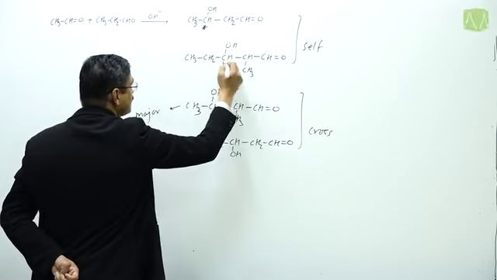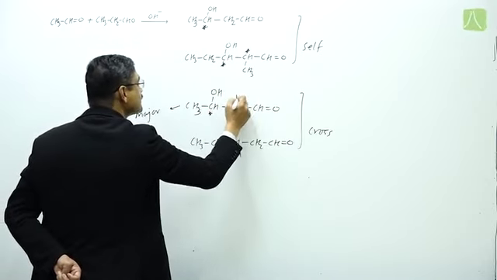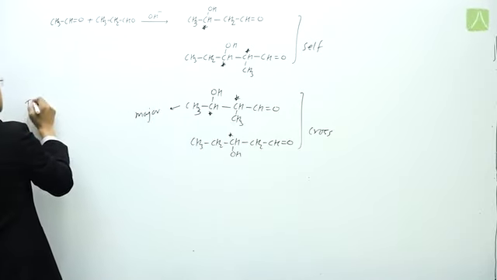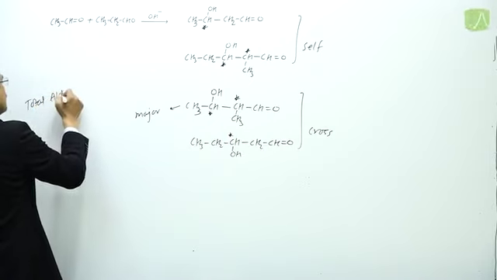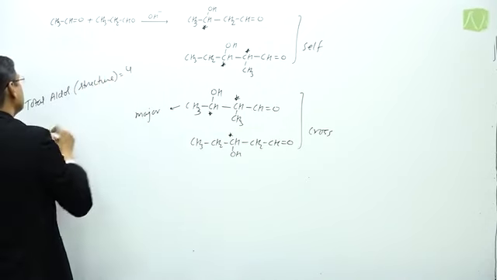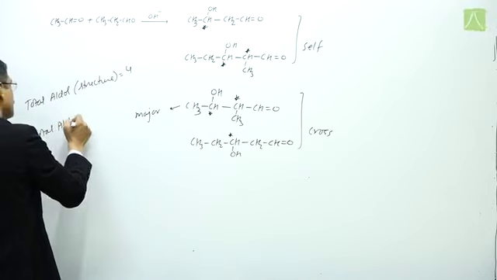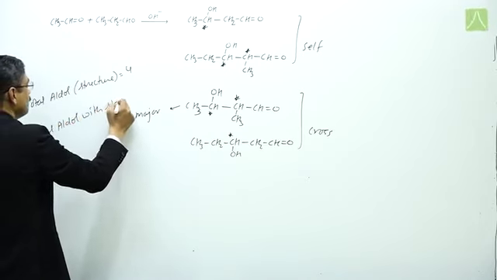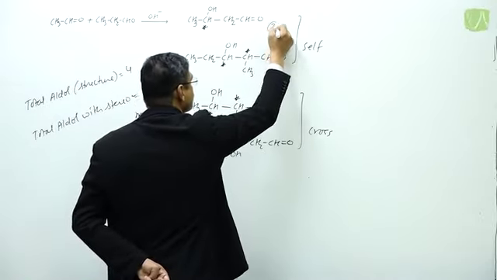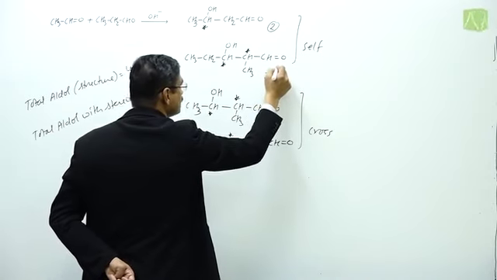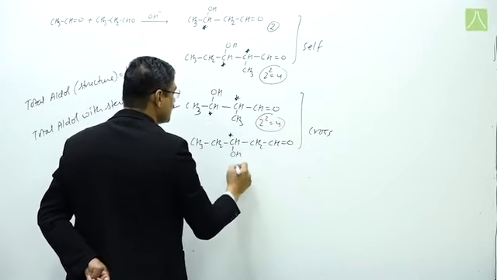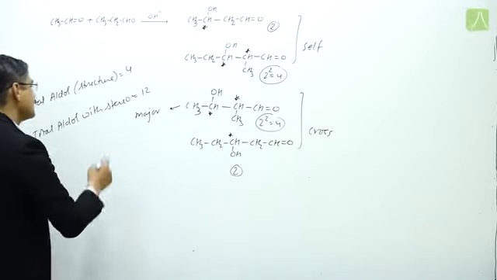There is also the total number of isomers including stereo. So the answers are like this. Total aldol, structure wise, 4. Total aldol with stereo is 12. One chiral center, total products 2. Two chiral centers, total products 2 to the power 2, that is 4. Two chiral centers, 2 to the power 2, that is 4. Again one chiral center, so total products 2. So total products 12.